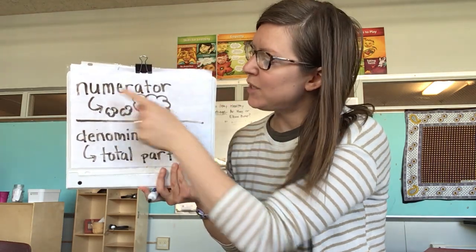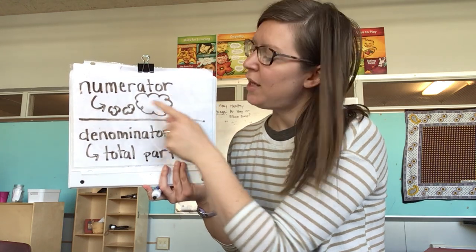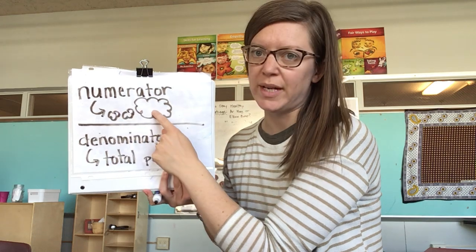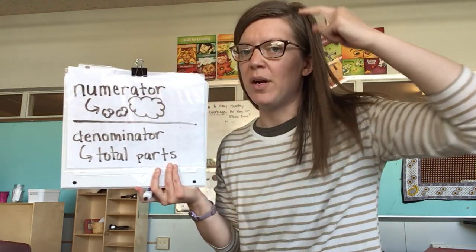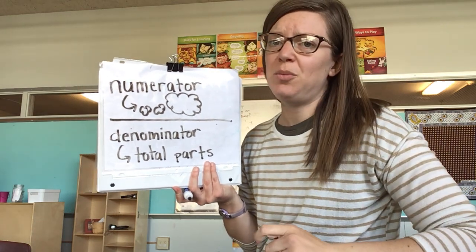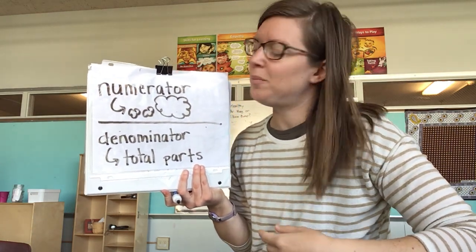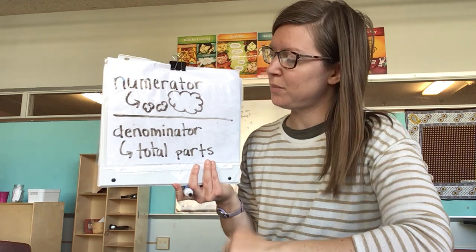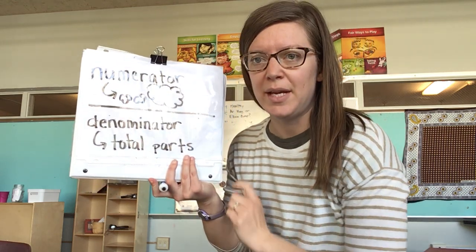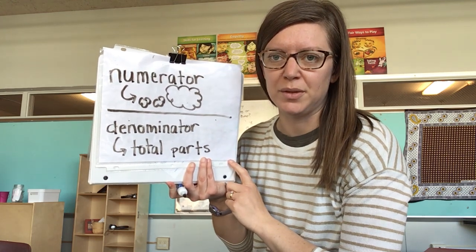On the top is what we call the numerator. The numerator is the part we're thinking about. I drew this speech bubble to help me remember. The numerator is the part that we're thinking about. Oftentimes, the numerator is how much you get. So that's the part you're thinking about. On the bottom, below the line, is the denominator. The denominator is the total number of parts.